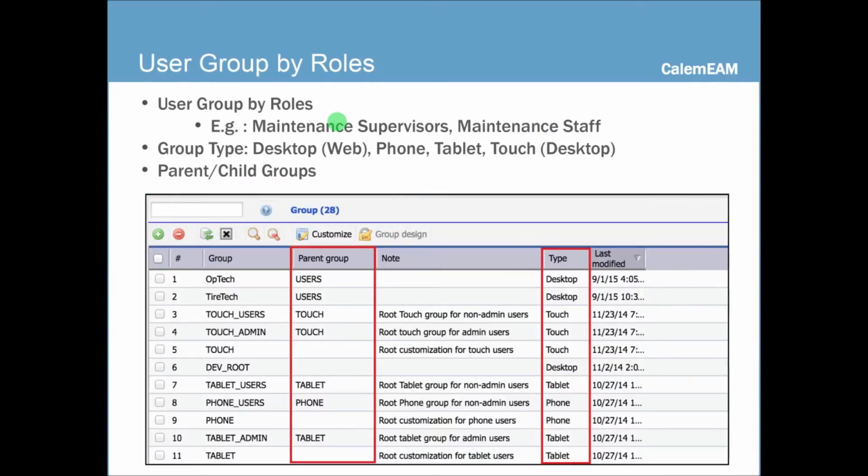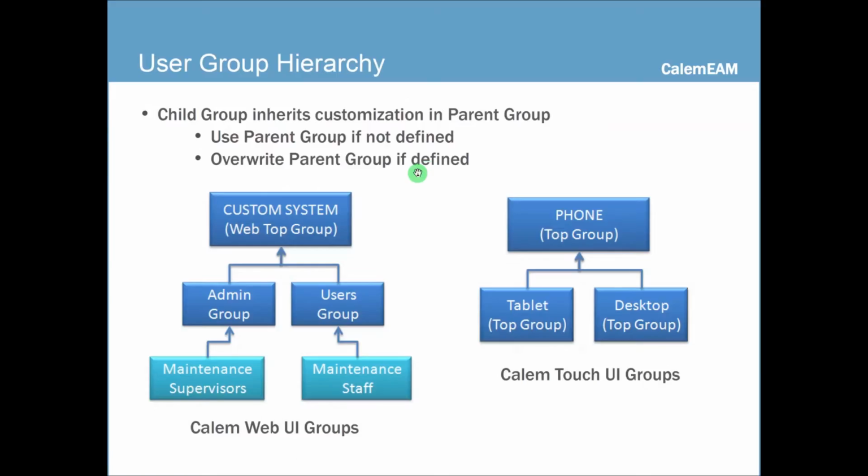So let's look at the user group. A user group is a group of users with the same job function. For instance, maintenance supervisors is a user group. Maintenance staff is another user group. A user group can be for desktop, web UI, phone UI, tablet UI, or touch desktop UI. A group can have a parent-child relationship.